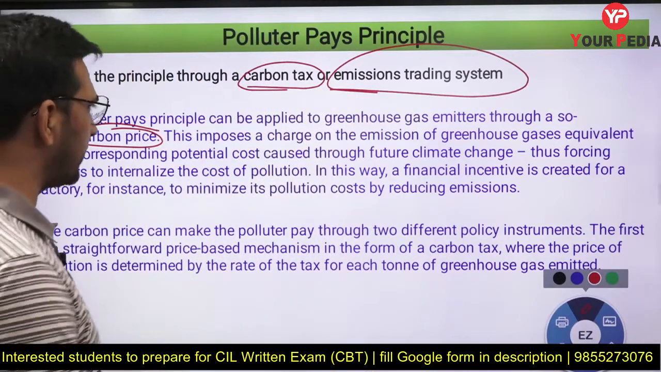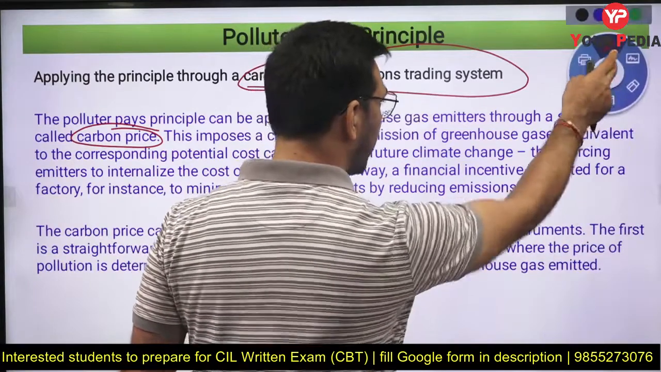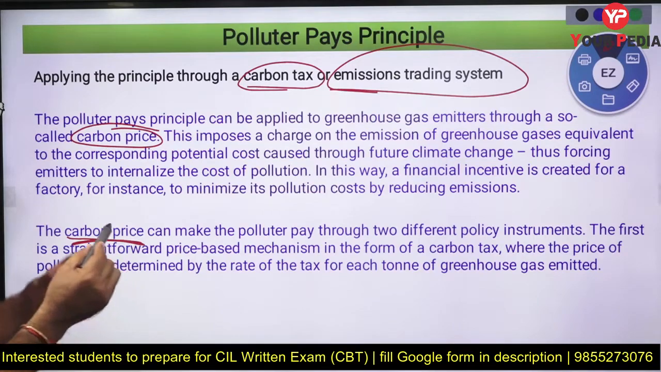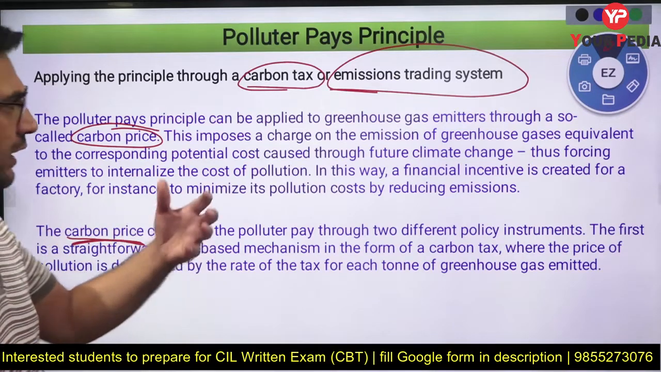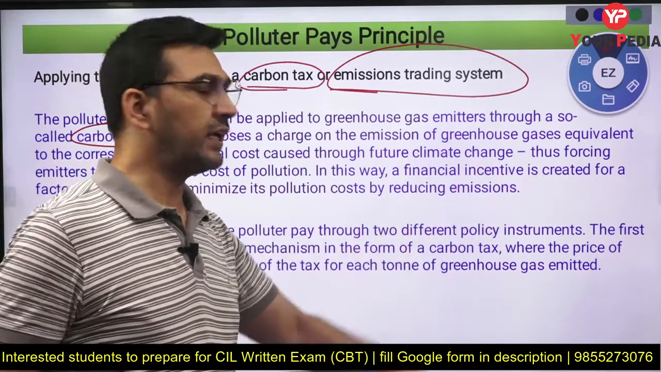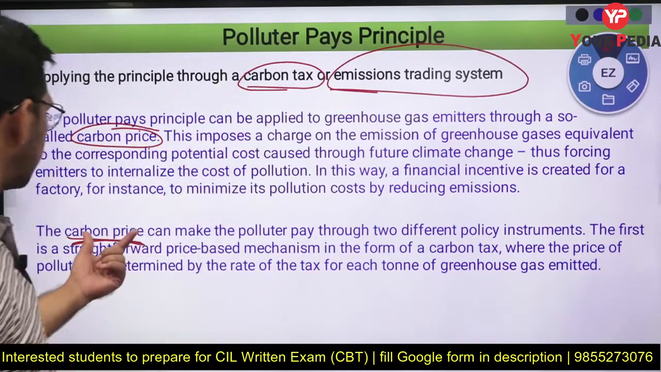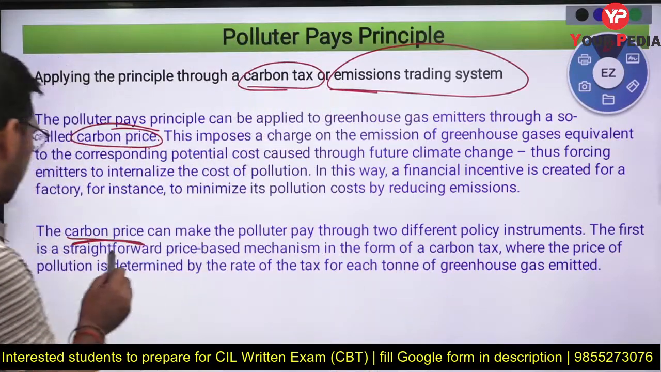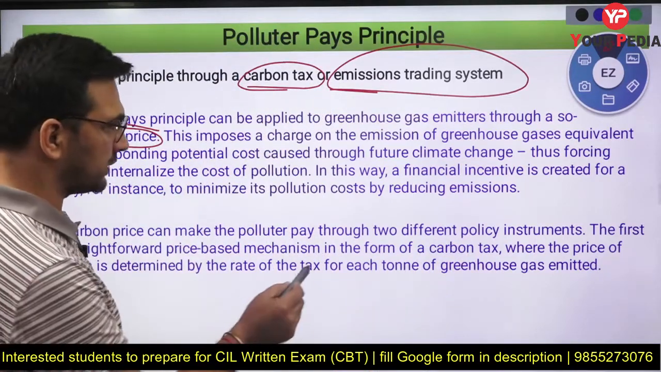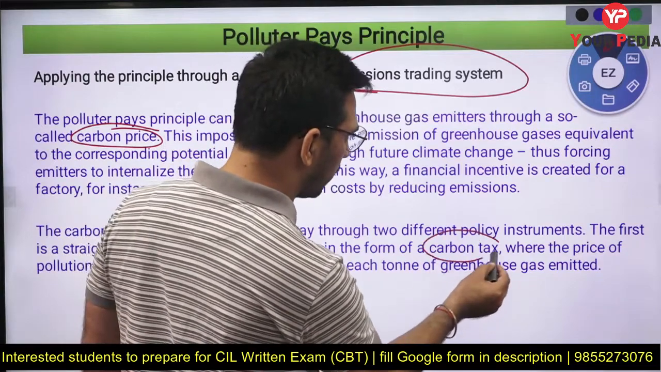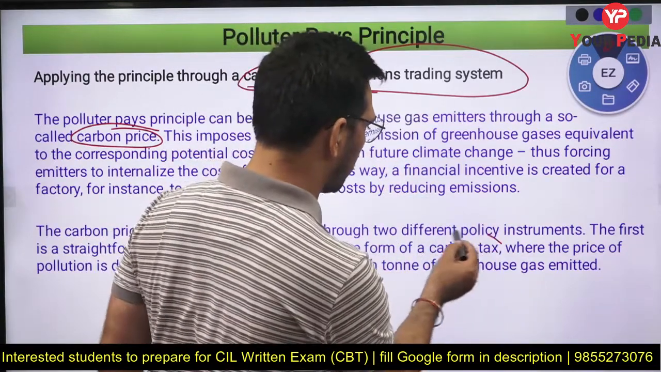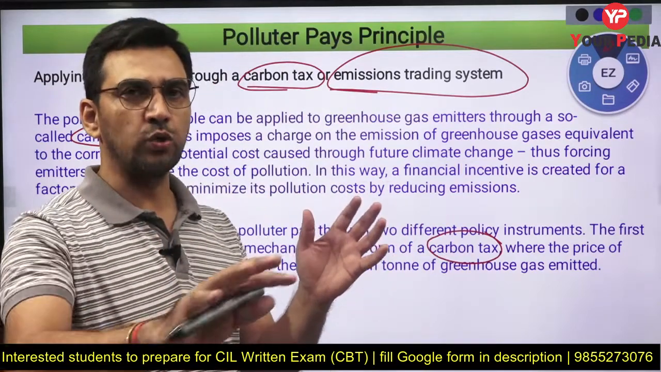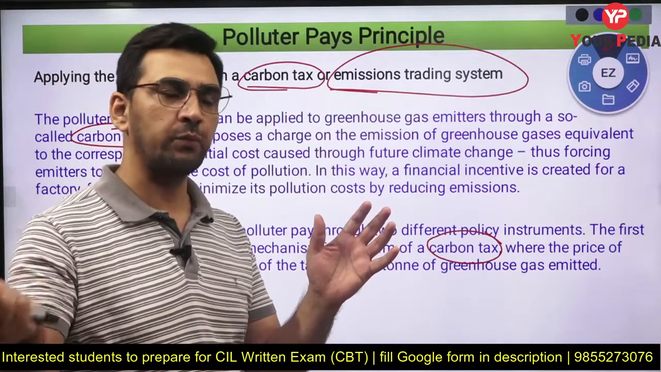One method of making polluters pay is direct. Carbon price is simply the price that you have to pay for releasing a certain amount of, let's say, greenhouse gas into the environment. We call it a carbon price. Now how can you do it? You have two policy instruments. One is a carbon price based mechanism in the form of carbon tax. Carbon pricing is a general term. So under carbon pricing, how can you make the polluter pay?